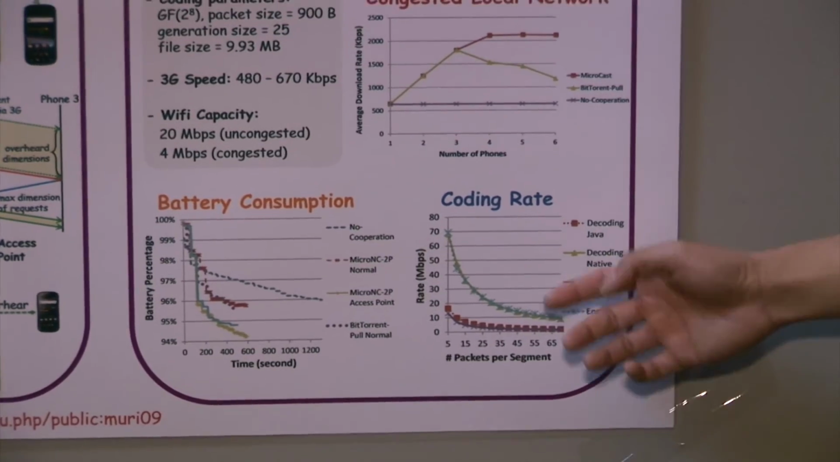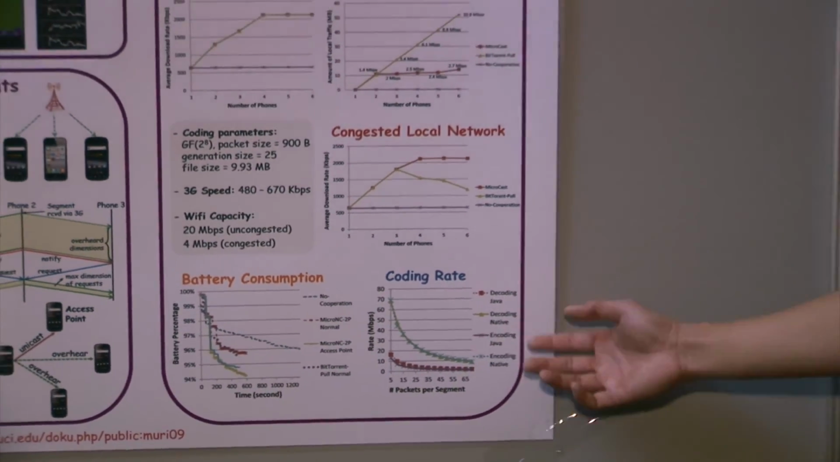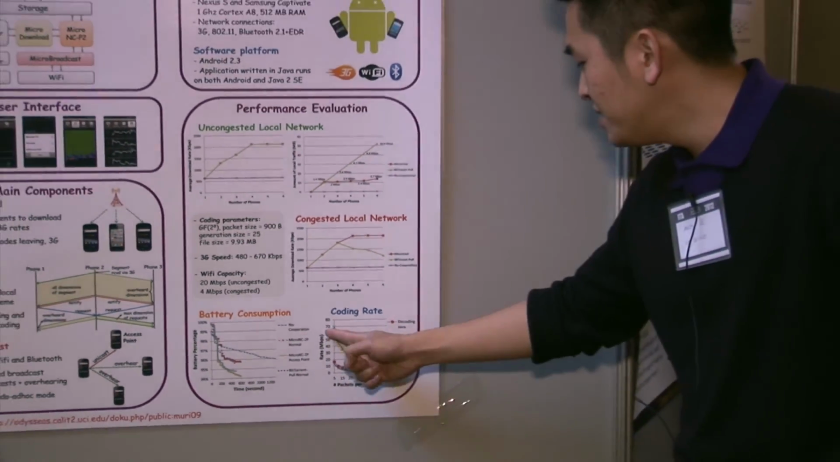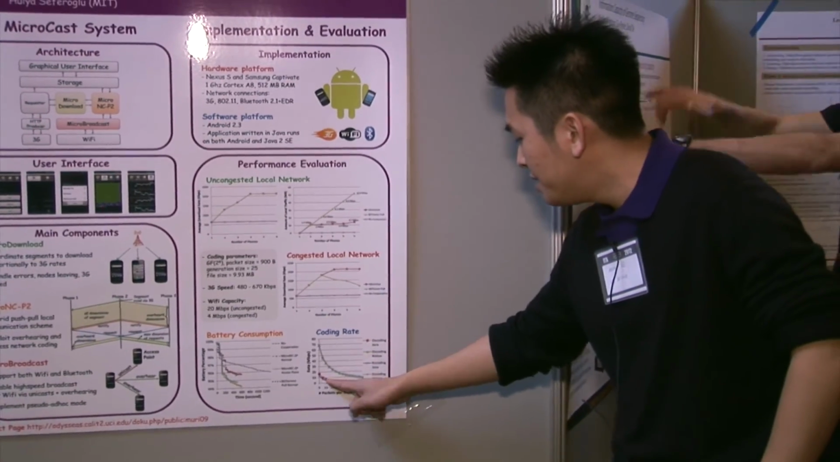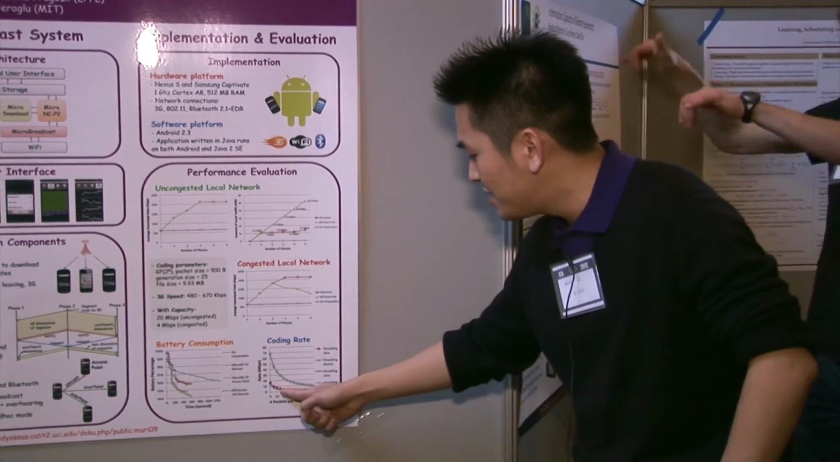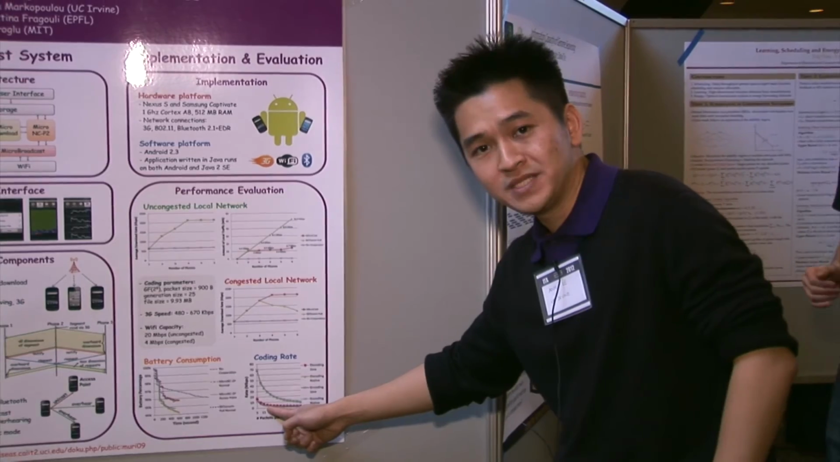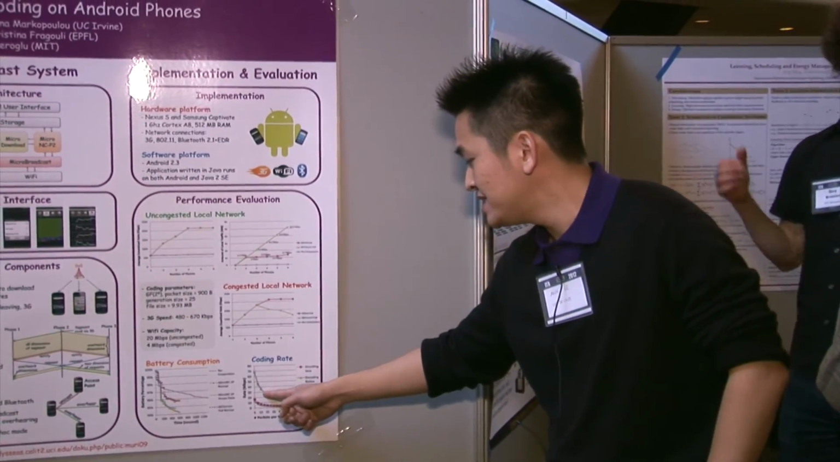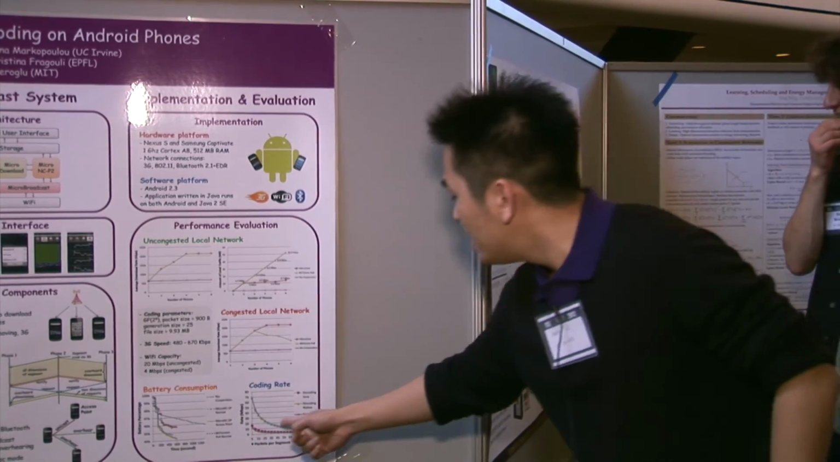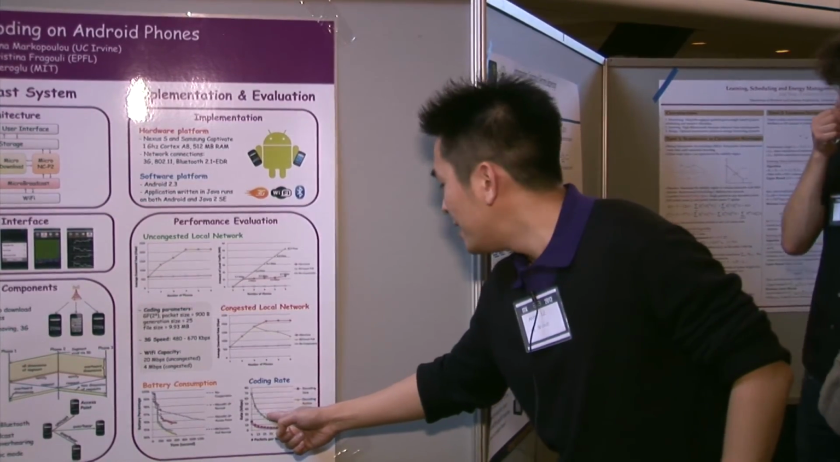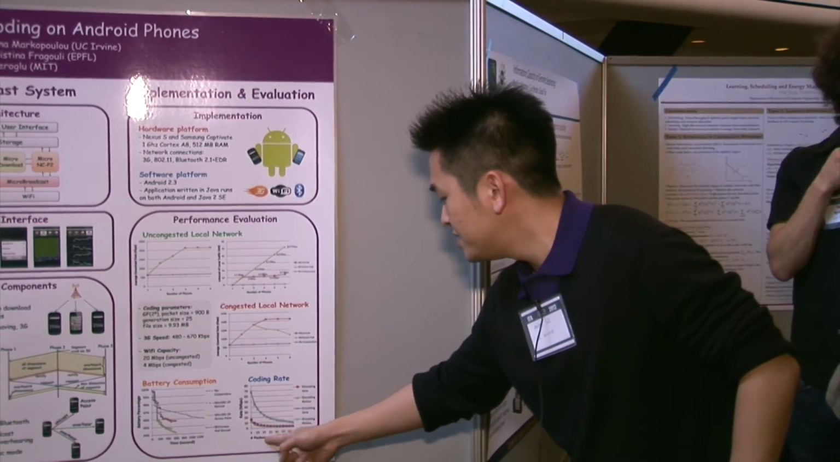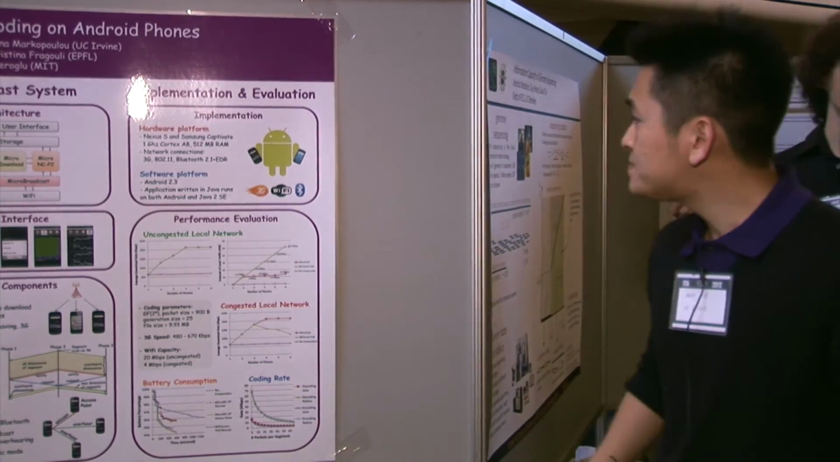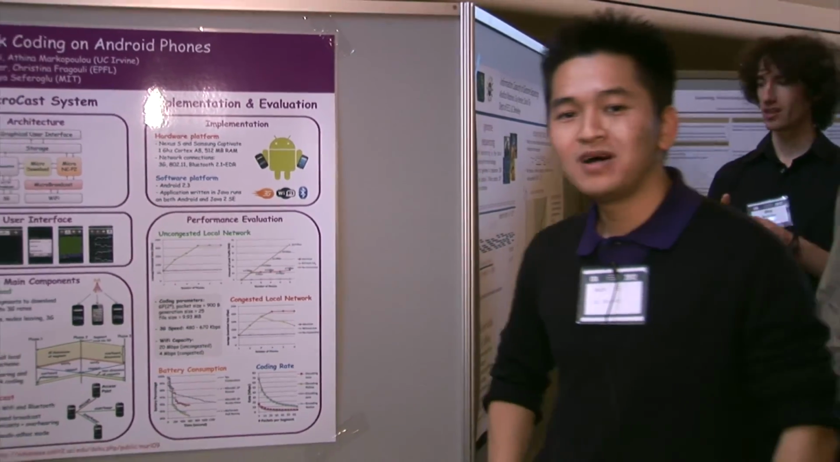We also have some results on the coding rate when using network coding. We have both Java and C implementations. In the Java implementation, we can achieve about 4 to 5 megabits per second. But when we go to the native C implementation, we get about 25 to 30 megabits per second when using a generation size of 25. So that's briefly what I work on.